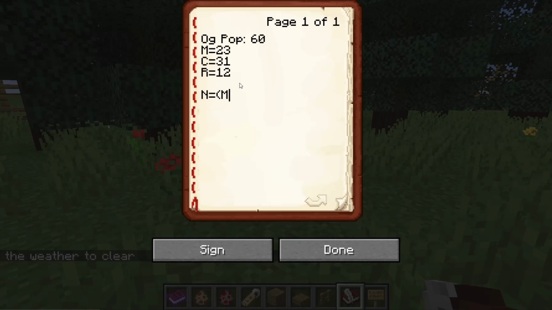Which is N equals M times C divided by R. So we do N equals 23 times 31 divided by 12. And I'm going to punch that into my calculator.